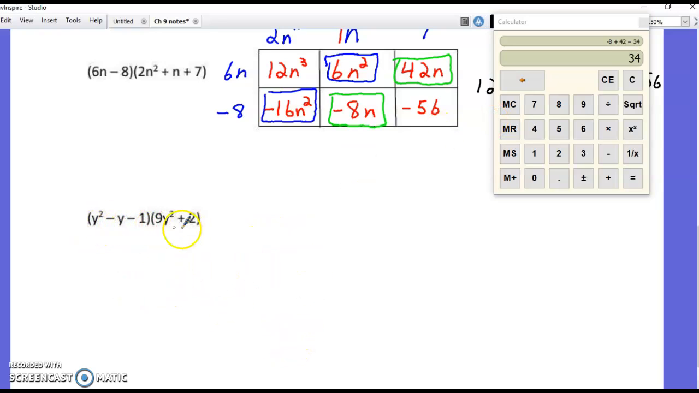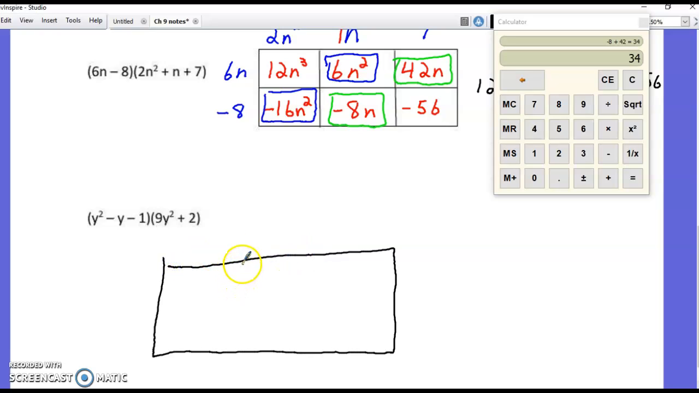Again, this is a 3 by 2, so it's going to look the same, but the trinomial, or the polynomial with 3 terms, is listed first. But it doesn't really matter how we set it up. So I'm going to write my box. I know it has to be 3 by 2 still.